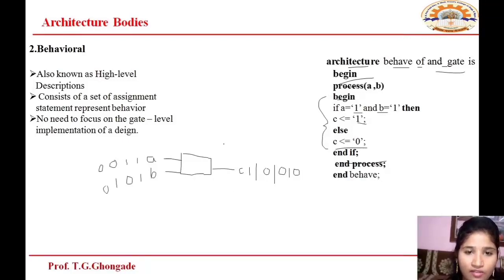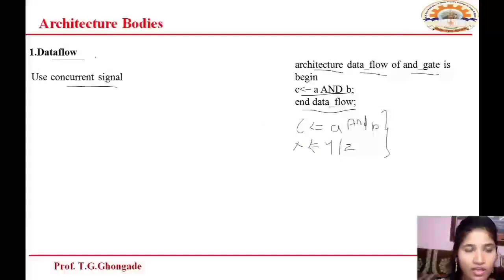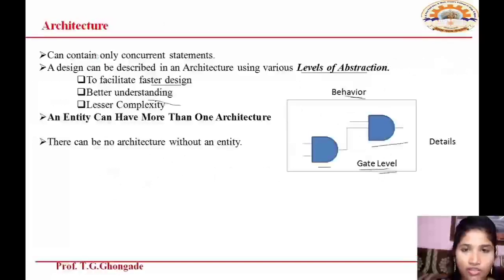It is a very long program for an AND gate, but when you want to design a larger or complex circuit like a multiplexer or demultiplexer, behavioral style of modeling really makes it easier to model correctly. That's why for larger and complex circuits we always prefer behavioral style of modeling. Data flow style of modeling works at the gate level, and behavioral style of modeling works at the behavior level. That means level of abstraction.